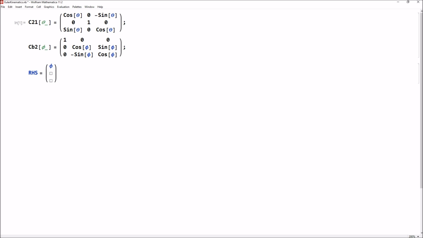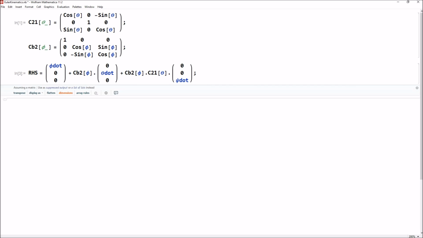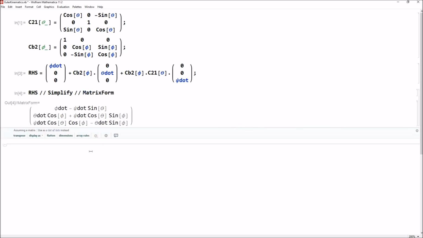I think this was phi dot, 0, 0, plus CB2 over phi, that rotation matrix, times, what was it? It was 0, theta dot, and 0. Plus CB2 over phi dot, C21 of theta, times 0, 0, psi dot, right? So that was our entire right-hand side. Let's go ahead and get that entered into Mathematica, and then take a look at this guy. Maybe I'll simplify it and then print it out in matrix form. And here's our results. So this is what the right-hand side of that expression looks like.